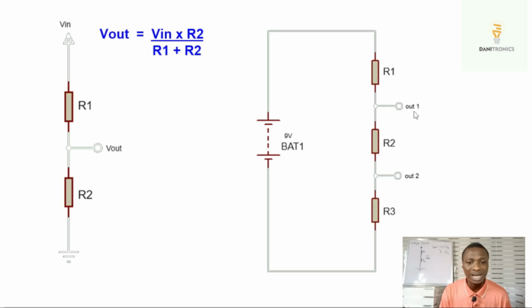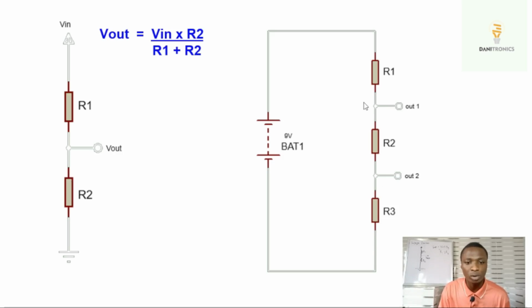A good way to understand how to work with such a circuit when you have several resistors, as opposed to the model that I explained on the previous slide where you have just two resistors, is to pick the point where you want to get the output. So if we are getting the output at this point, out 1, all the resistors above this point, the sum will be regarded as R1, and all the resistor values below this point of consideration, the sum of those resistor values will be regarded as R2.